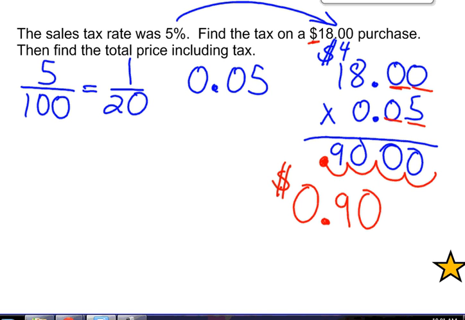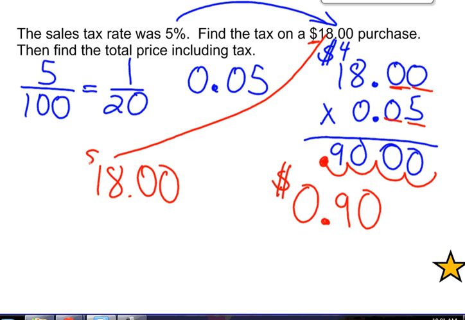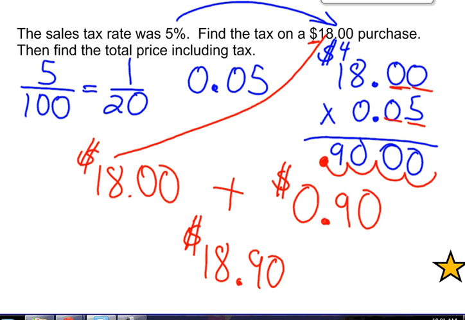The second part of the question says, then find the total price including tax. So in the end, we got to take our $18 and we're going to add it to our tax, which is going to give us a total of $18.90. And we have the final answer for that. So we have working with that.